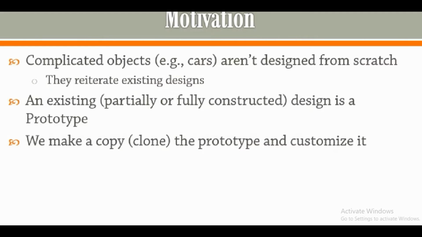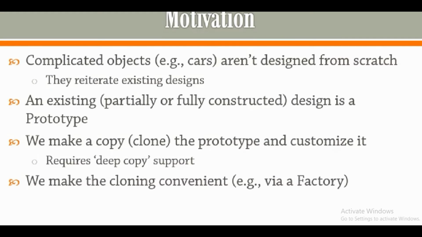And that making a copy is also sometimes called cloning. But what we really need is something called deep copy. Deep copy is a situation where you're copying not just the object, but all of the object's references, by making new objects which replicate the state of those references, and you're doing it recursively. So you need to make a complete copy of the object so that changing this object doesn't affect the object it just copied. And we have to make the cloning convenient.